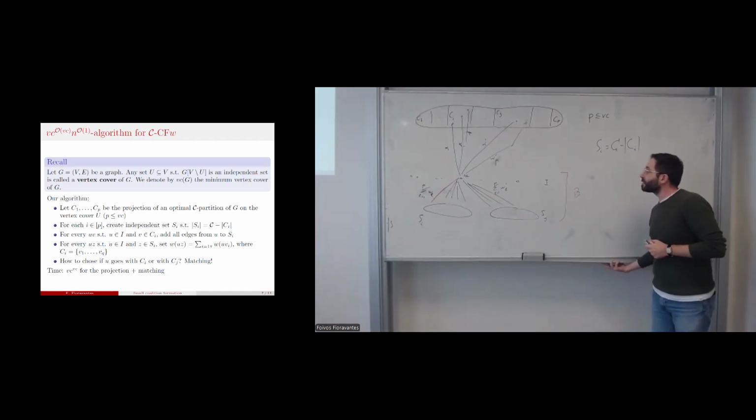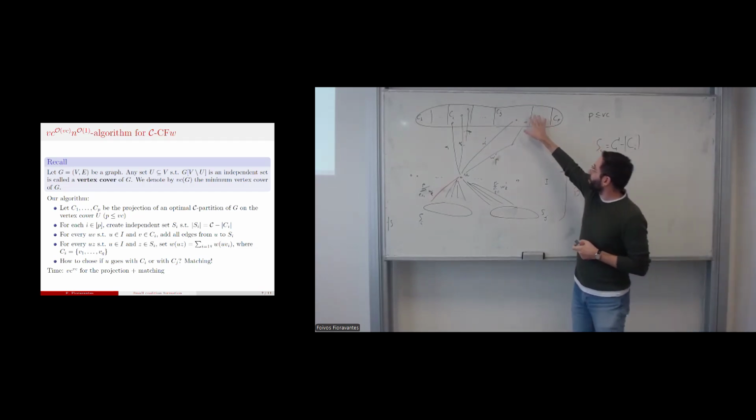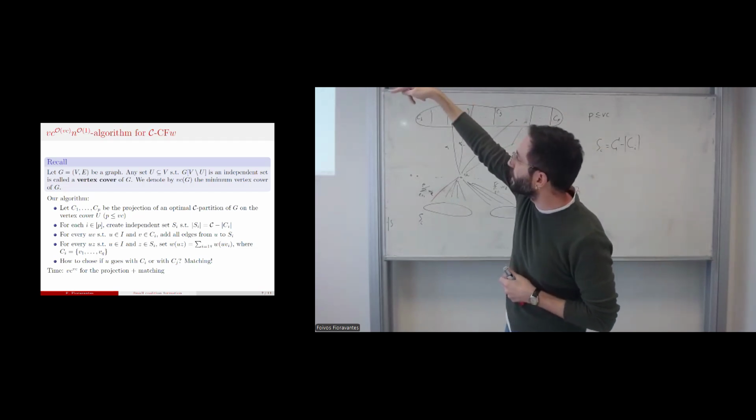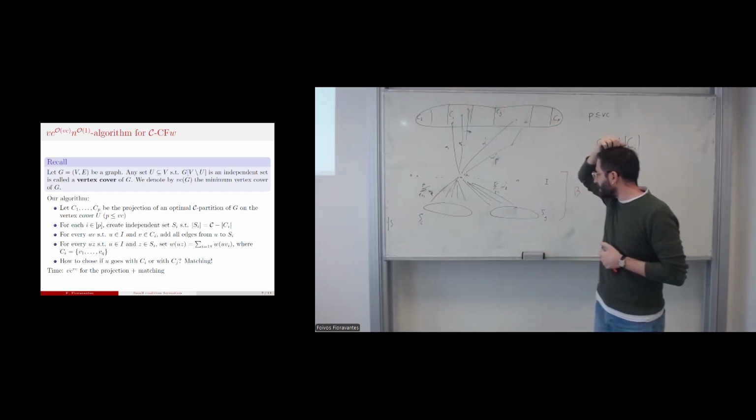We need to do this for every possible projection here. This is why we have this exponential, vertex cover to the big O of the vertex cover, and the rest is matching.